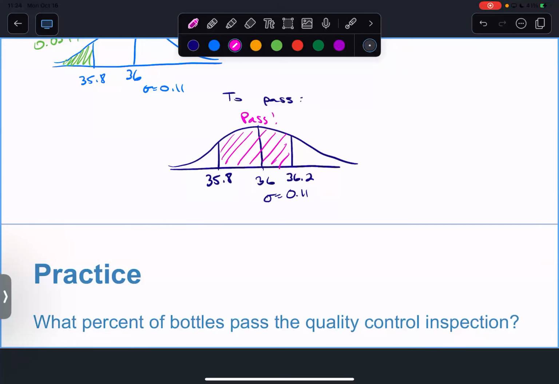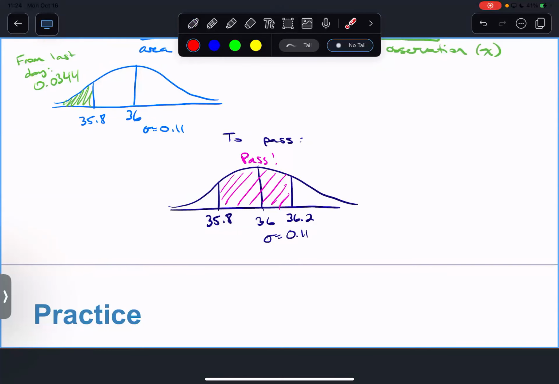And so just thinking about puzzle pieces, right? Knowing things like the total area under the curve is 1, right? That's a good one to have up our sleeves. Knowing that this area here is 0.0344. That's a good one to have up our sleeves, right?